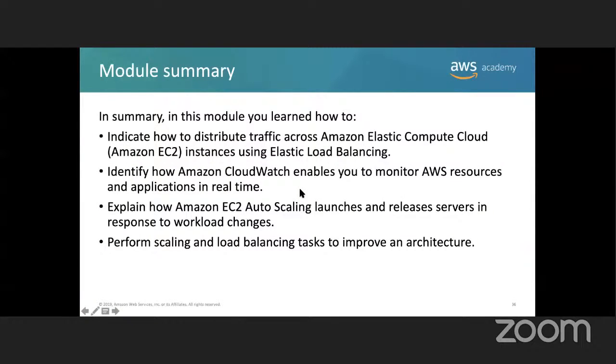So guys, today, in summary, we did this module and we learned how to indicate how to distribute traffic across Amazon Elastic Compute Cloud EC2 instances using elastic load balancing, identify how Amazon CloudWatch enables you to monitor AWS resources and applications in real time, and explain how Amazon EC2 auto scaling launches and releases servers in response to workload changes, perform scaling and load balancing tasks to improve an architecture.